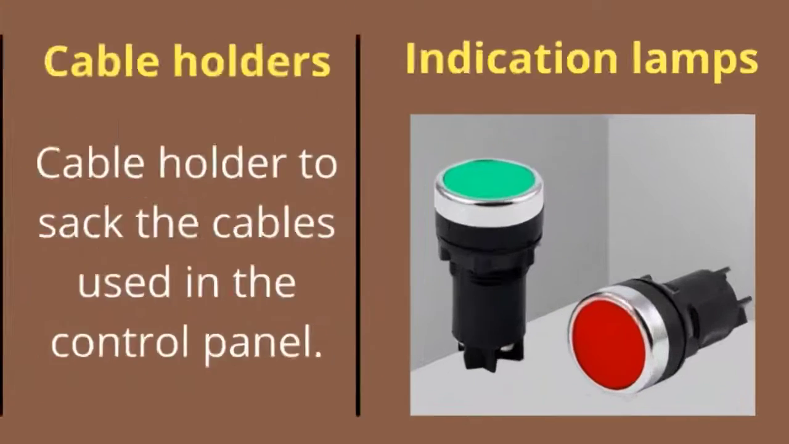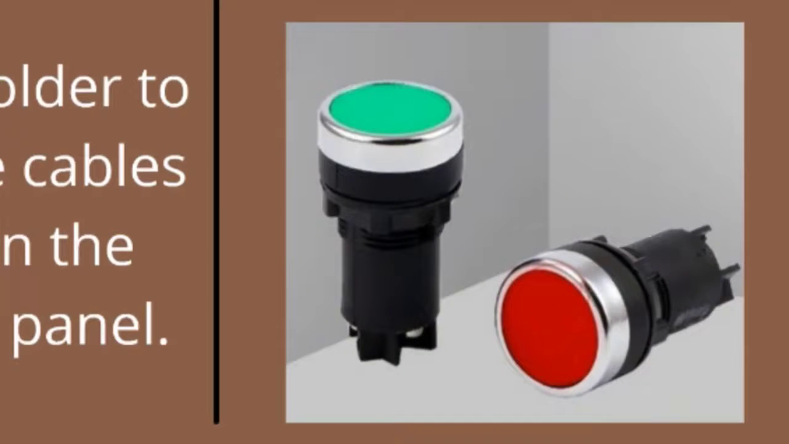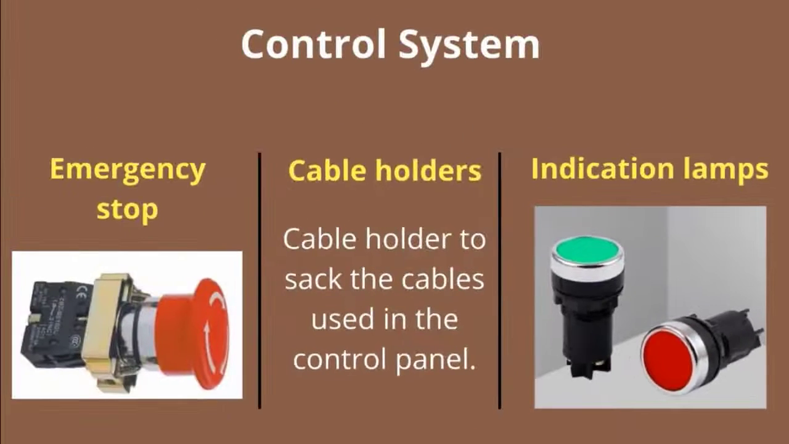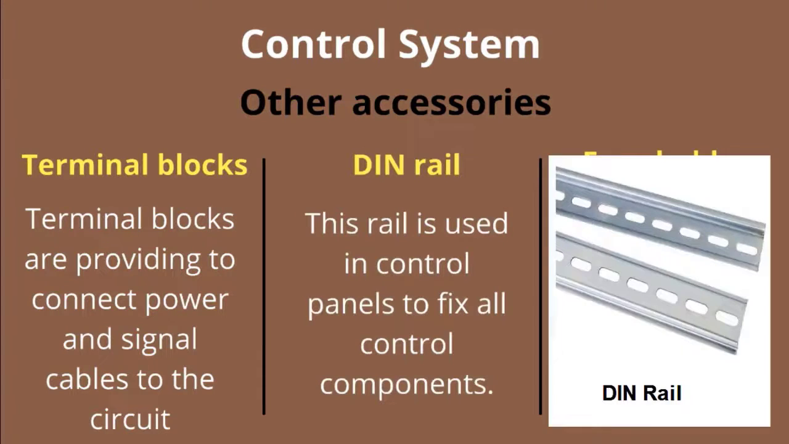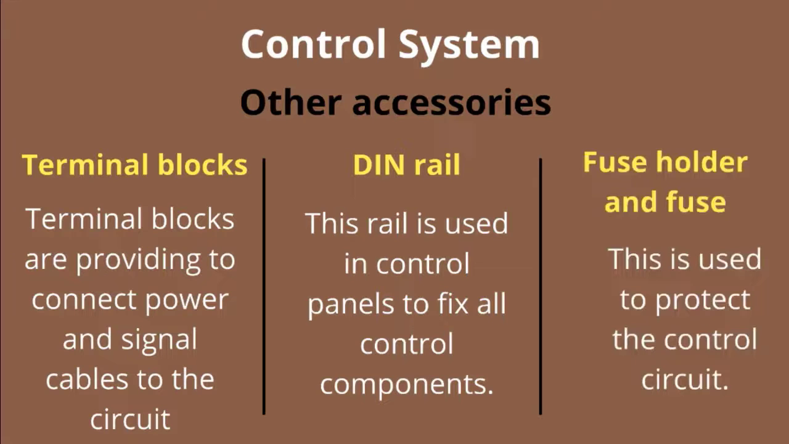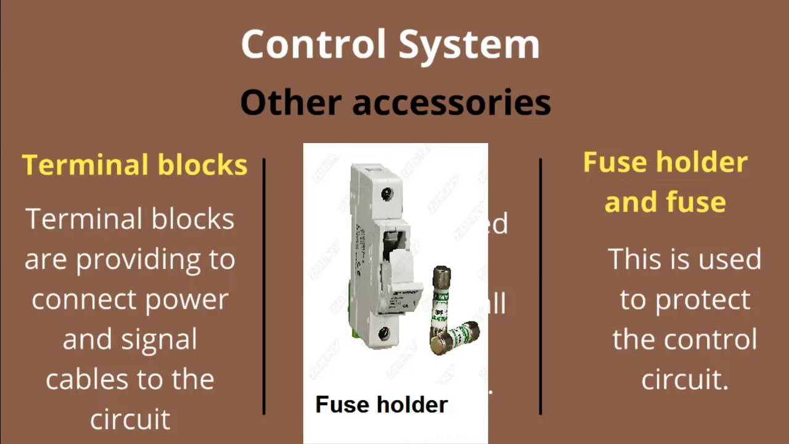Indication lamps. Indication lamps are used to provide status information about functions. Terminal blocks. Terminal blocks are provided to connect power and signal cables to the circuit. DIN rail. This rail is used in control panels to fix all control components. All components used in the control panel are available in DIN rail mount type. Fuse holder and fuse. This is used to protect the control circuit.